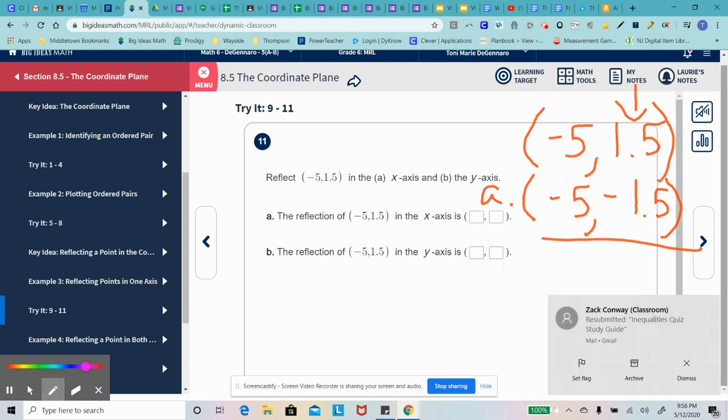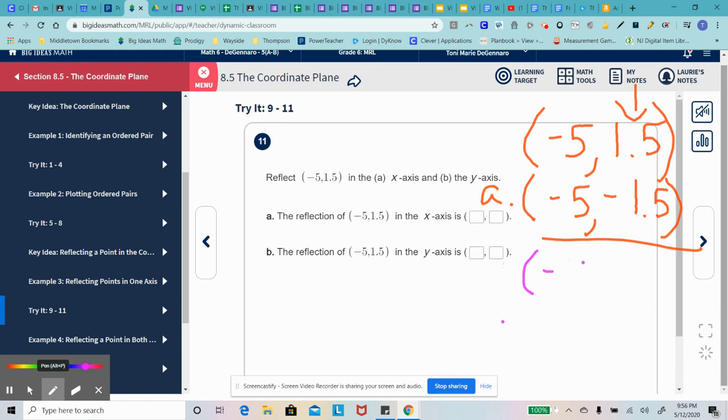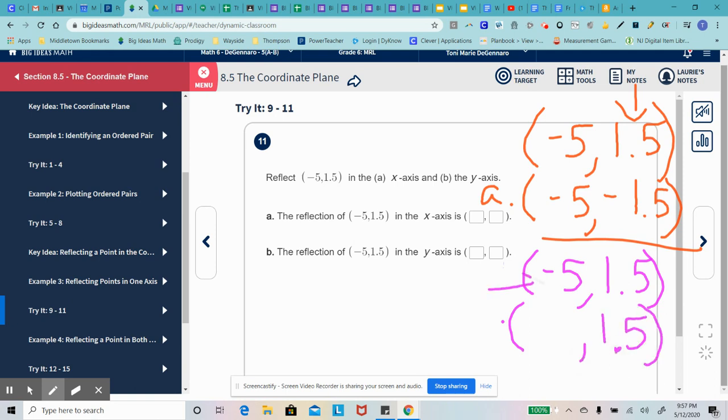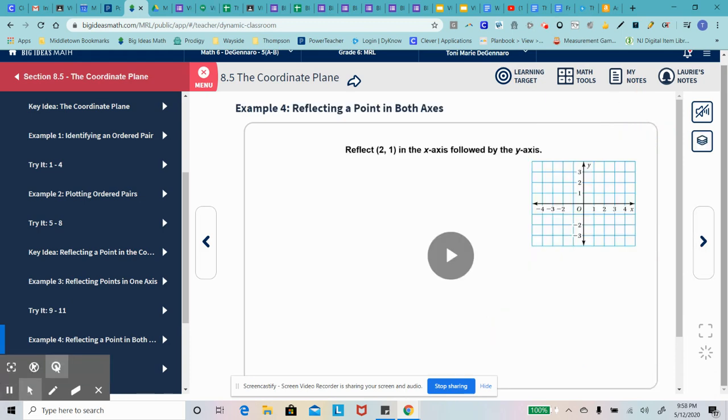And then for B, you're going to go back to the original, (-5, 1.5). For B, it says reflect in the y-axis. That means your y stays the same, but your x is going to be the opposite. So it's no longer -5, it's going to be +5. And this would be your answer for B. Okay, so we're going to watch example 4 now.